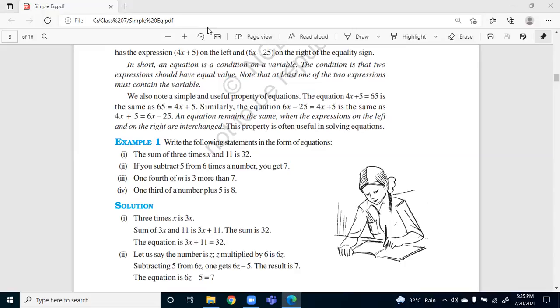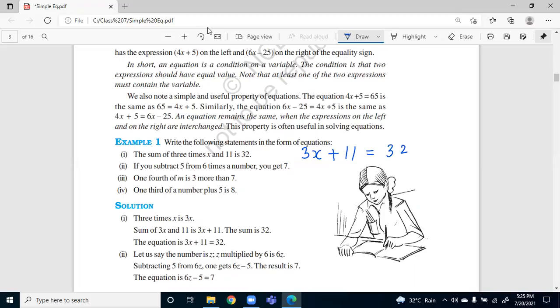The sum of 3 times x and 11 is 32. So what we are doing, 3 times x. 3 times x means times means multiply, so 3 into x, so that is 3x. Sum means I will put plus sign. So I have to take the sum of 3 times x and 11. It is replaced by equal to sign 32.